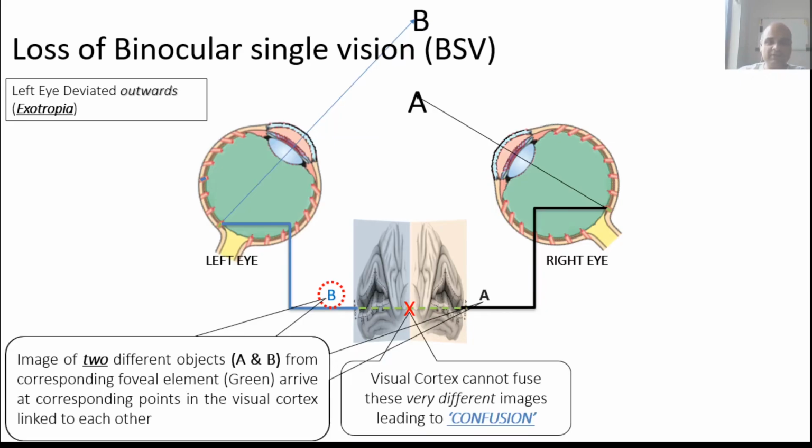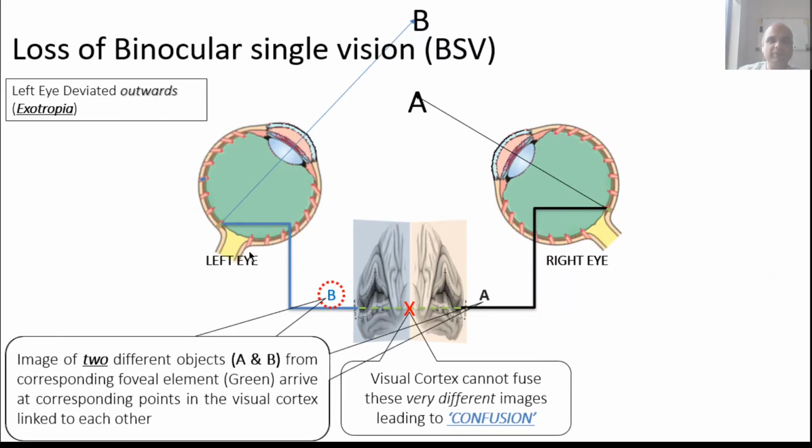The visual cortex is confused because different information is arriving at the same point, and that different information is arriving because the corresponding foveal elements are now no longer aligned to one another, and they are sending two different images to the same point in the visual cortex, which can't be fused. So images of two different objects, A and B, from the corresponding foveal elements, which is shown in green in this picture, arrive at the corresponding point in the visual cortex.